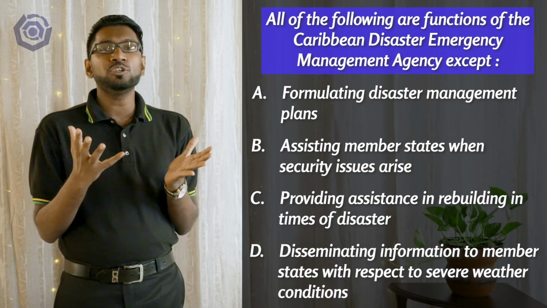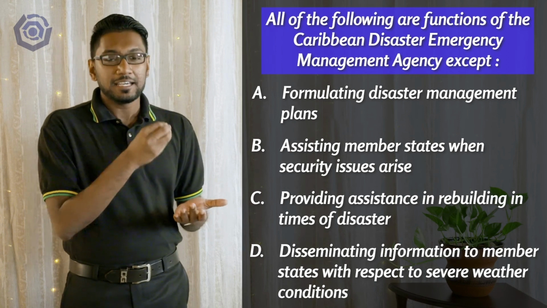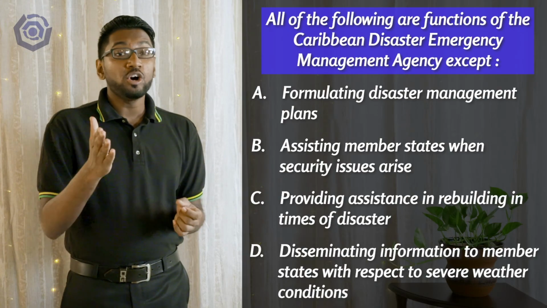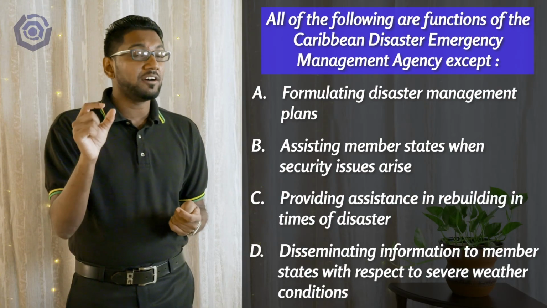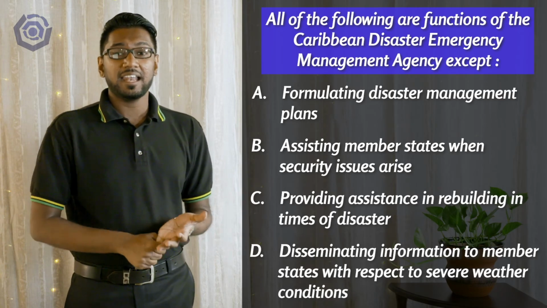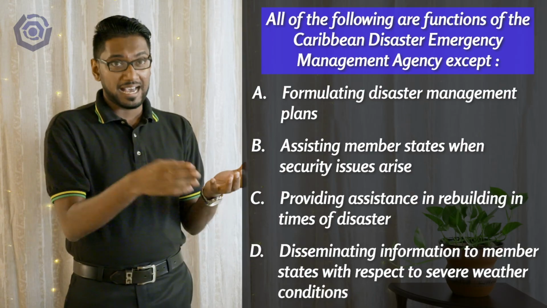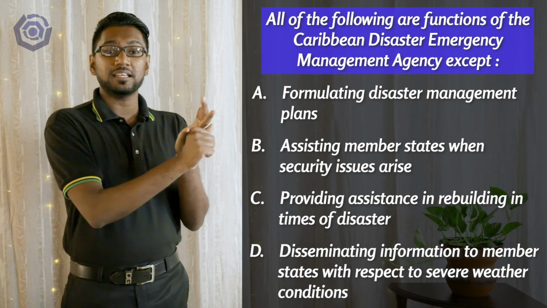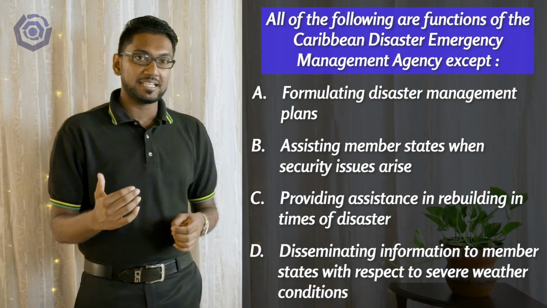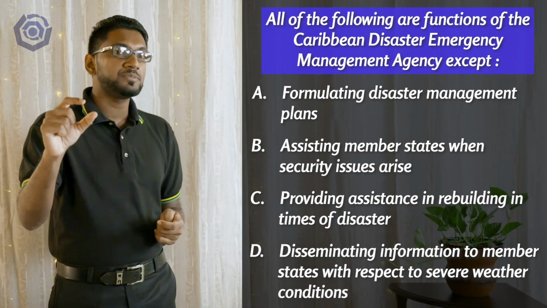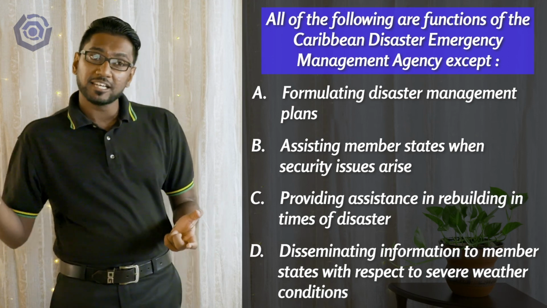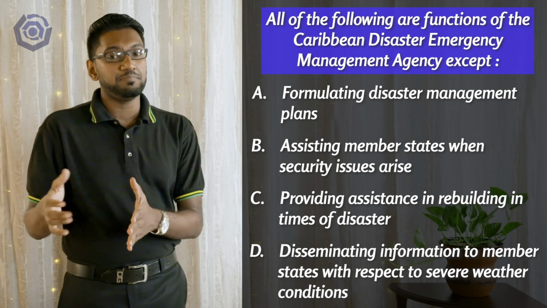Now, if you don't really know much about the Caribbean Disaster Emergency Management Agency, then look at the name, because the name of that agency gives us a clue as to what that agency does. It has to do with disaster, as the name indicates. It has to do with emergency. It has to do with management. So look at your choices and see whether those key terms are found in your choices. And if those key terms are not found in a particular choice, then maybe that may be the answer.